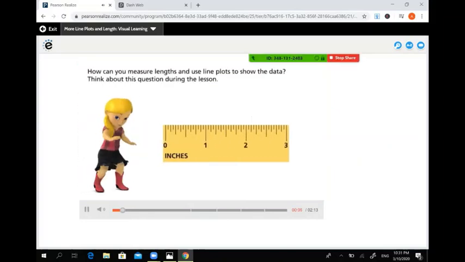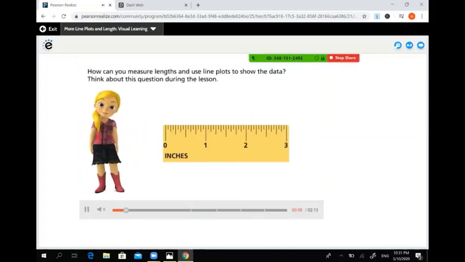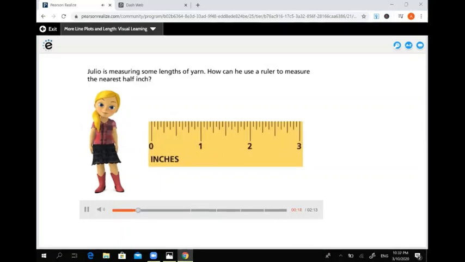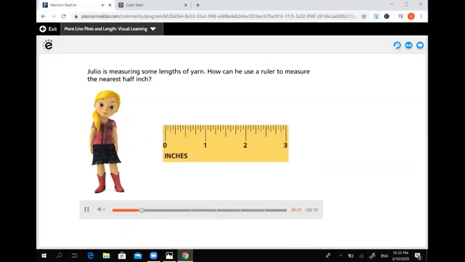How can you measure lengths and use line plots to show the data? Think about this question during the lesson. Julio is measuring some lengths of yarn. How can he use a ruler to measure to the nearest half inch?